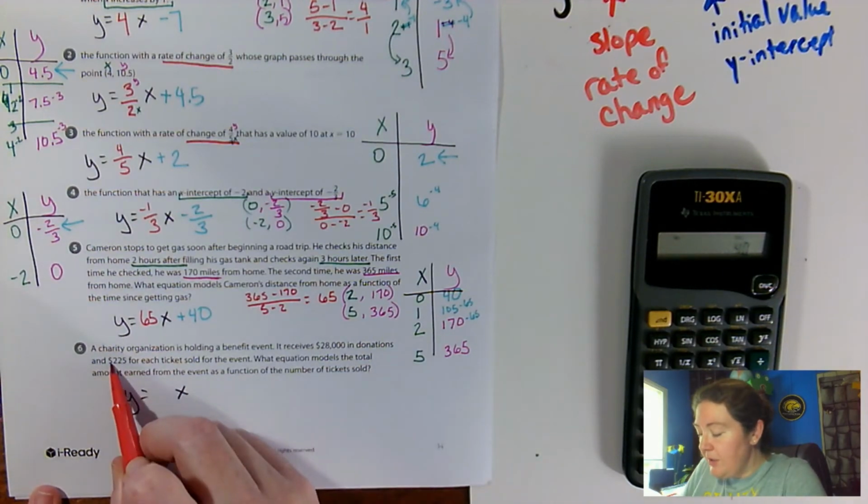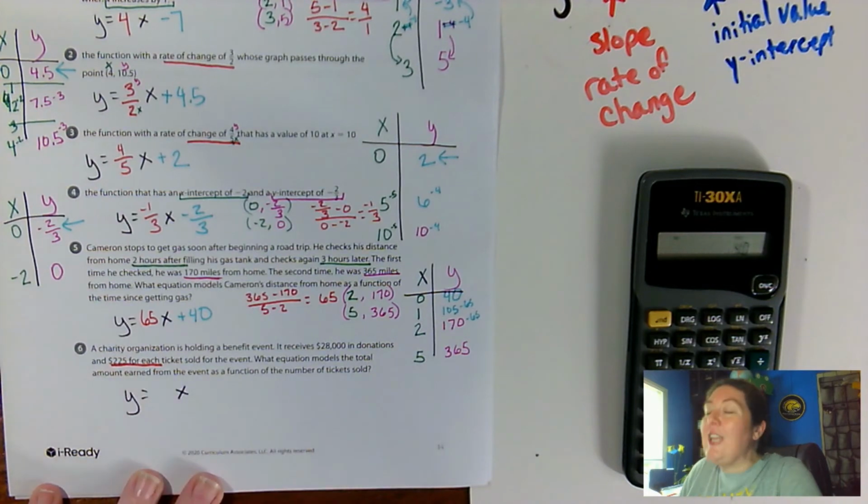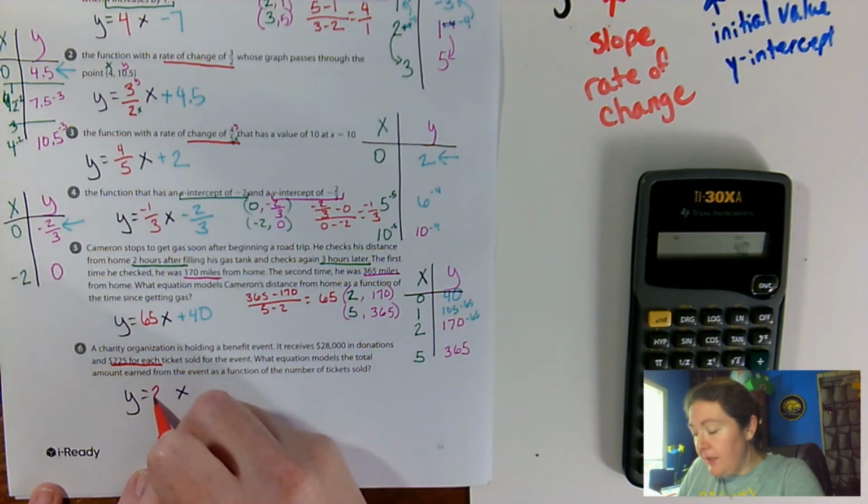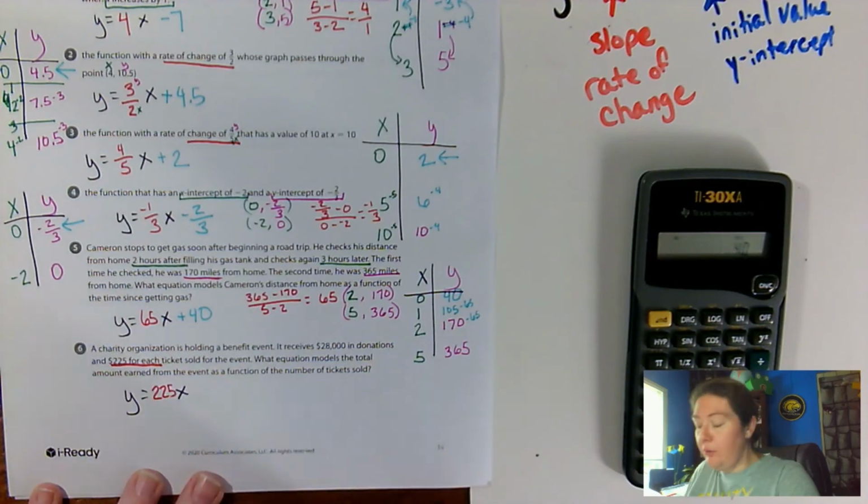It tells me 225 for each. My slope, my rate of change, is something that happens over and over again. So for each is something that happens over and over again. Got lucky there. Didn't have to do any work.